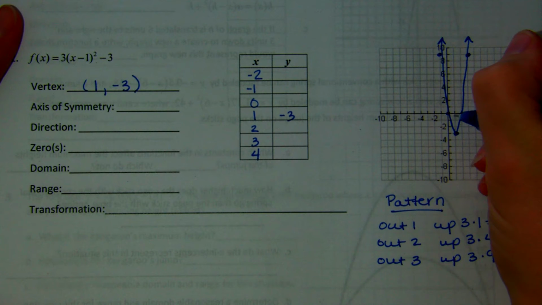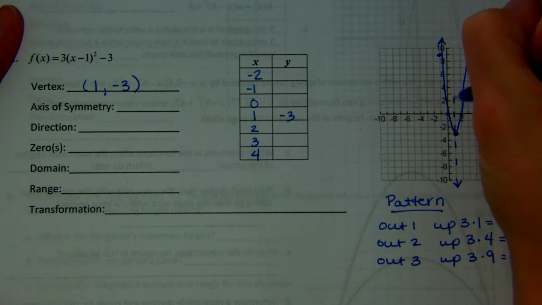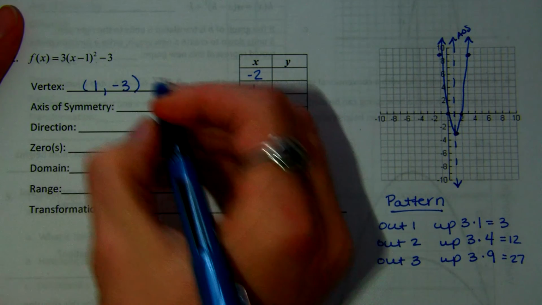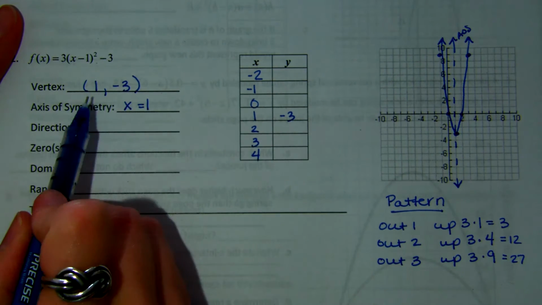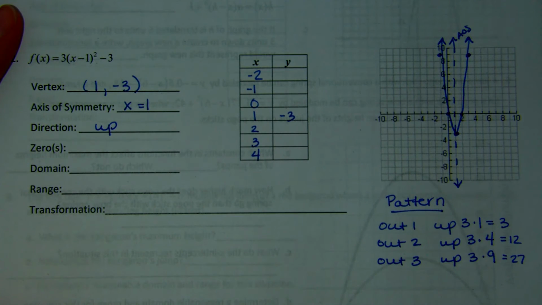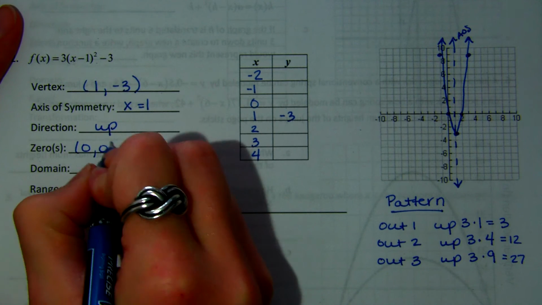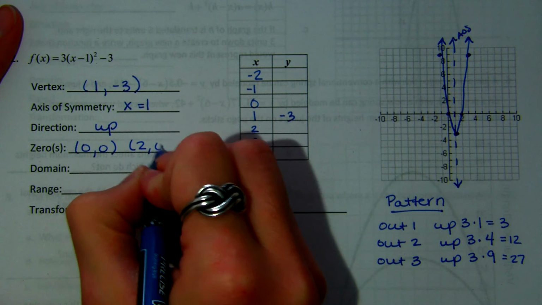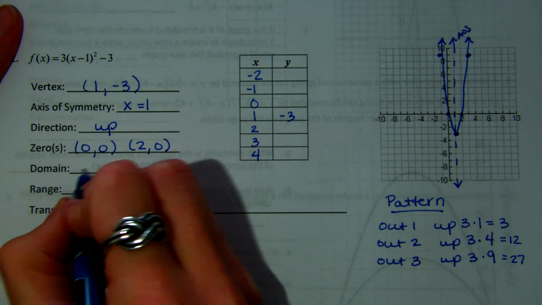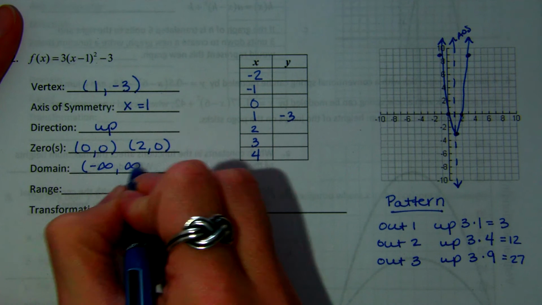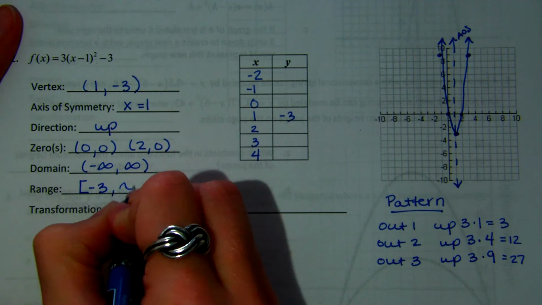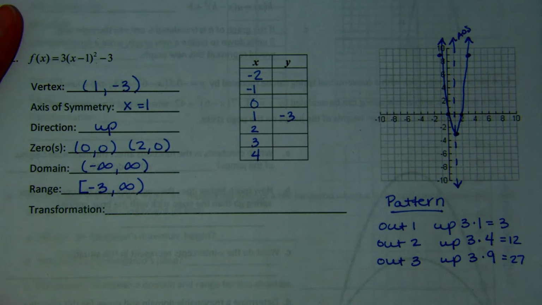I'm going to go ahead and draw our axis of symmetry through the middle. That is part of the parabola. It's part of the parabola. And in this case, the axis of symmetry is x equals 1. Remember, that's always the x value from the parabola. This parabola is opening up, and the zeros are at 0, 0, and 2, 0. The domain of this and all parabolas is -infinity to infinity, and the range of this parabola is -3 to infinity from the vertex right there.